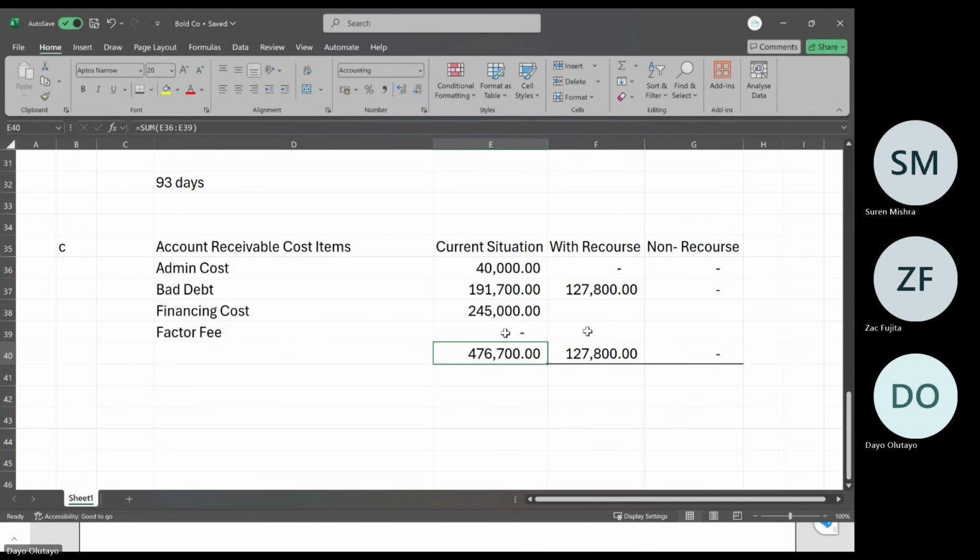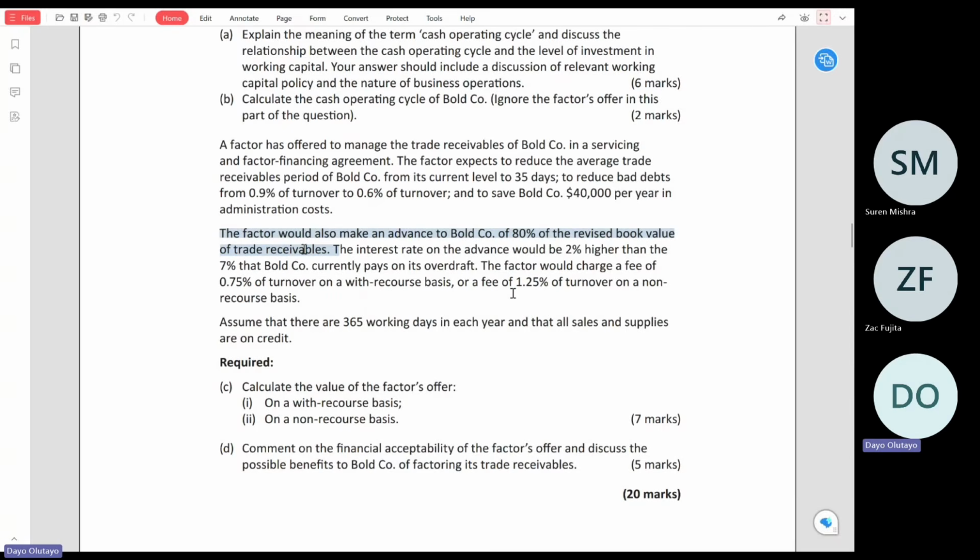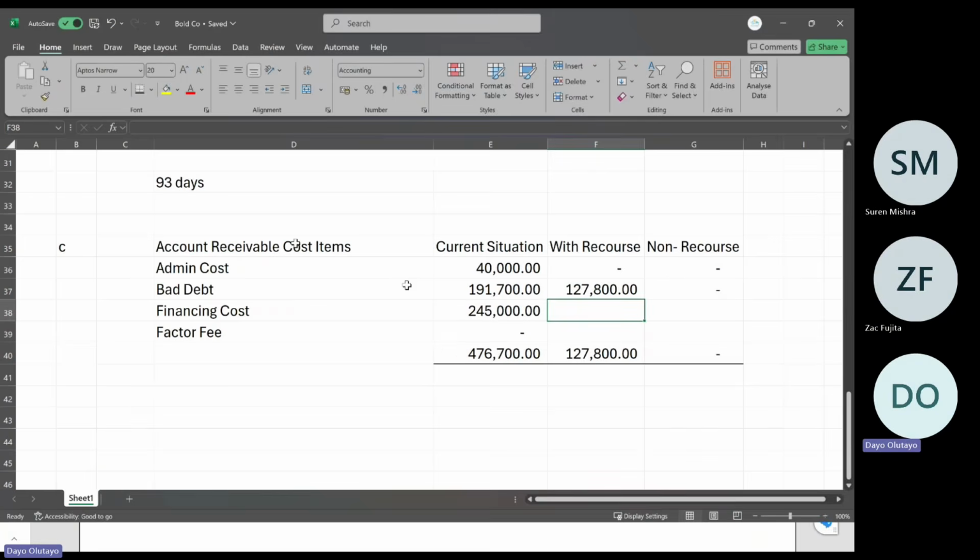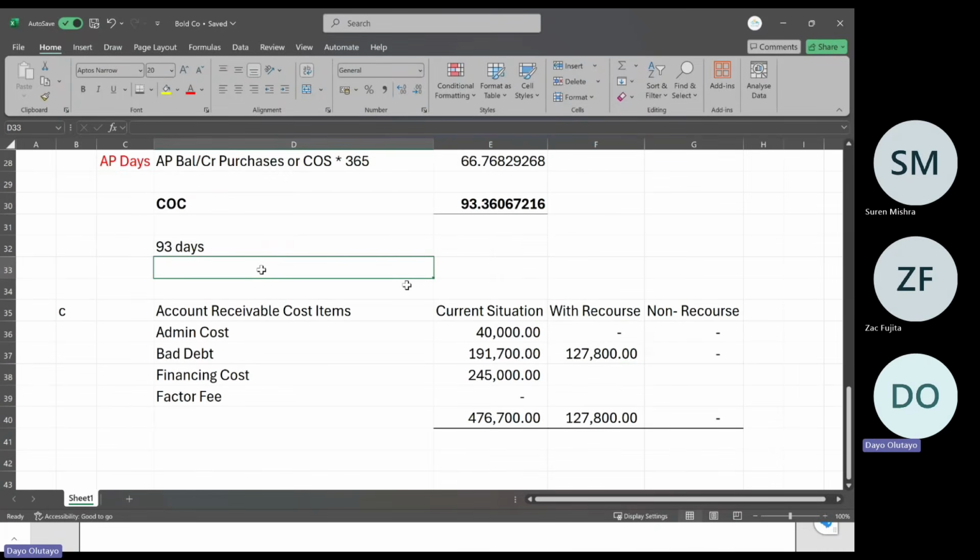Now, let's do the financing cost. The question says the factor will be making 80% advance of the revised receivable. So the interest rate will be charged at 9%, as we discussed, for that 80%, and the balance of 20% will be charged at the 7%, which is the bank. So which means, first of all, we need to know our revised account receivable.